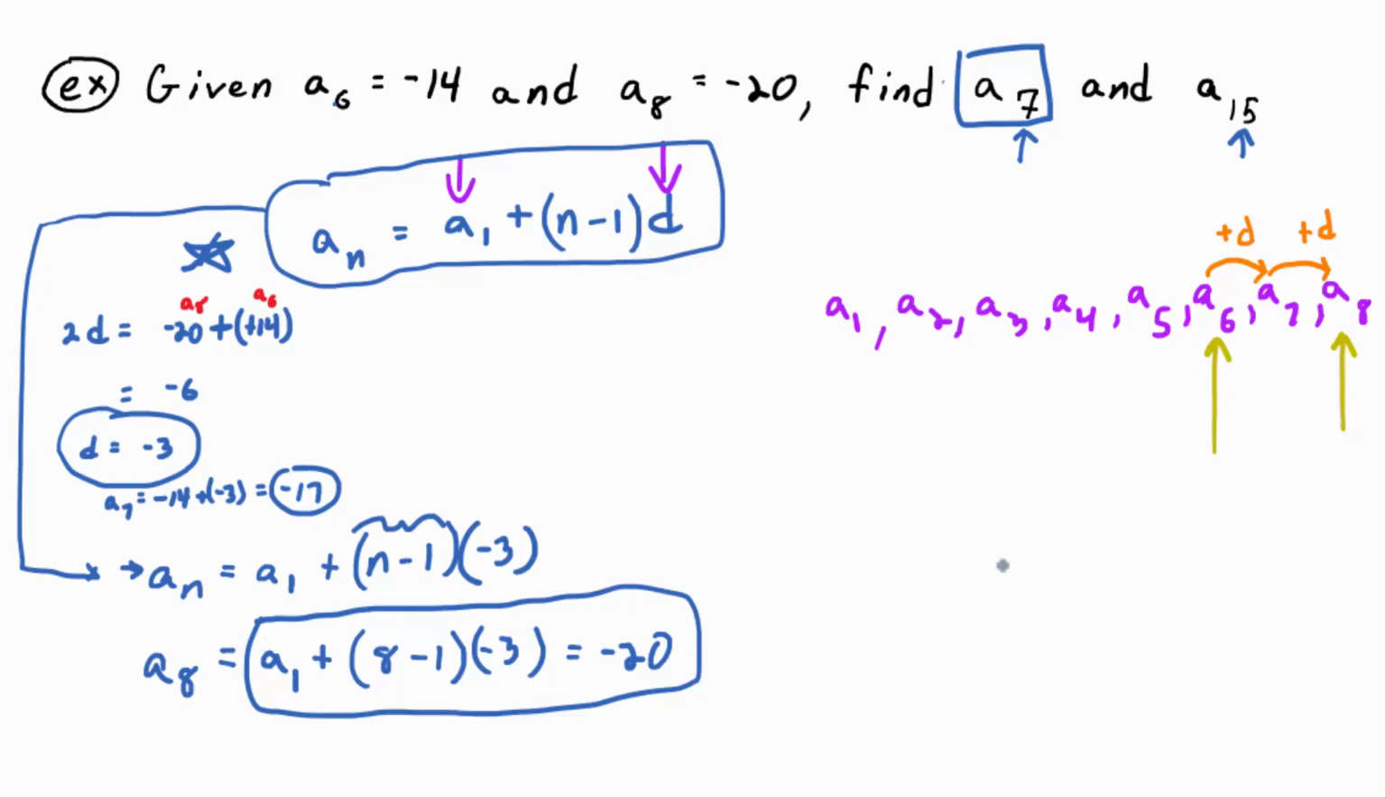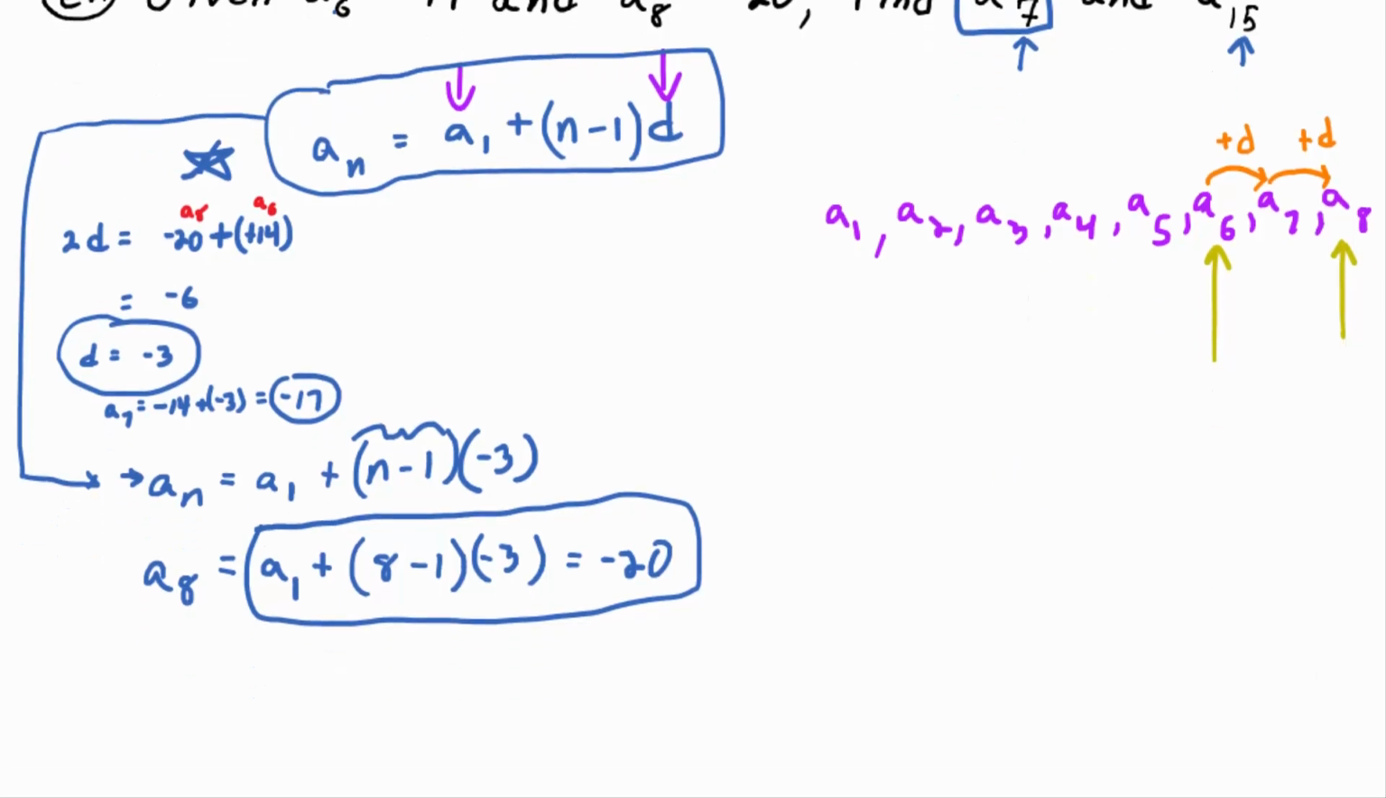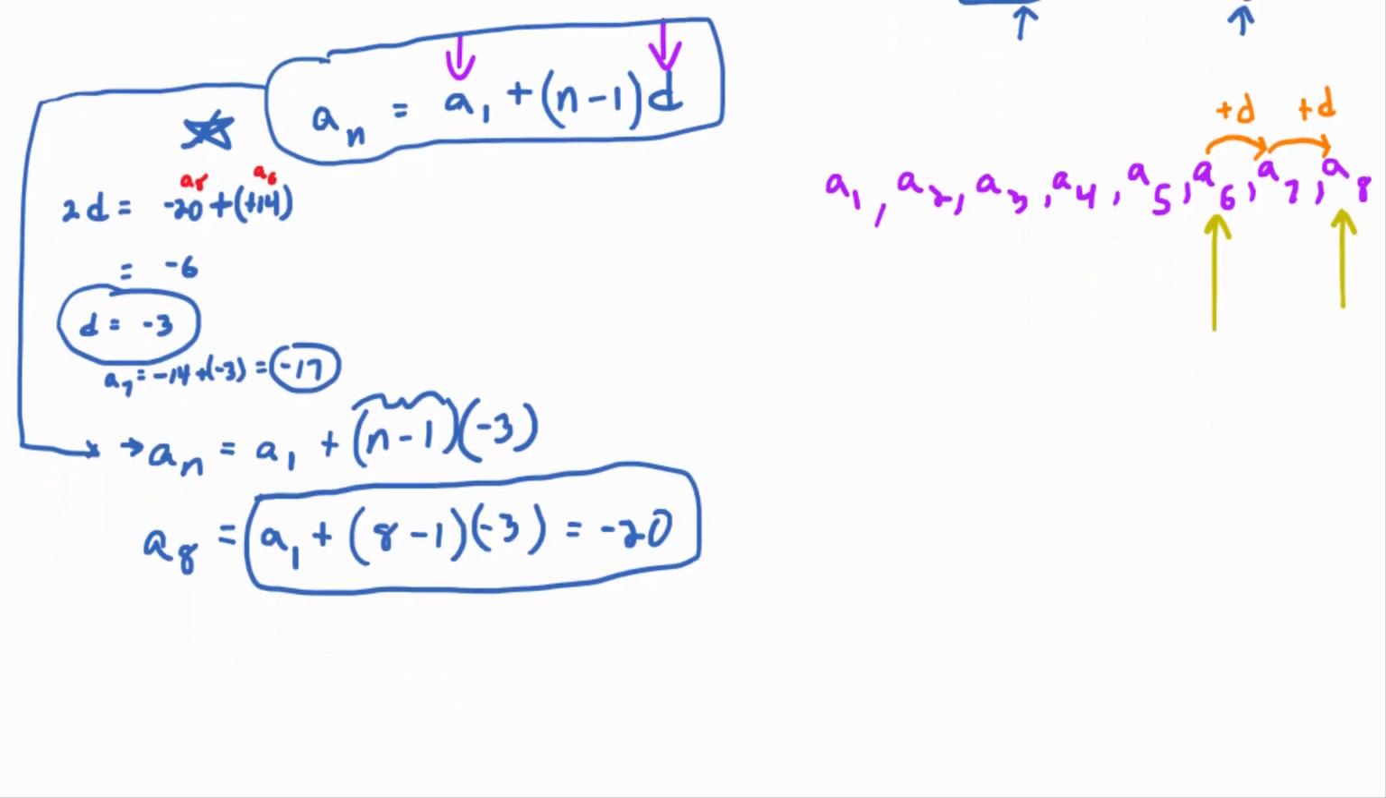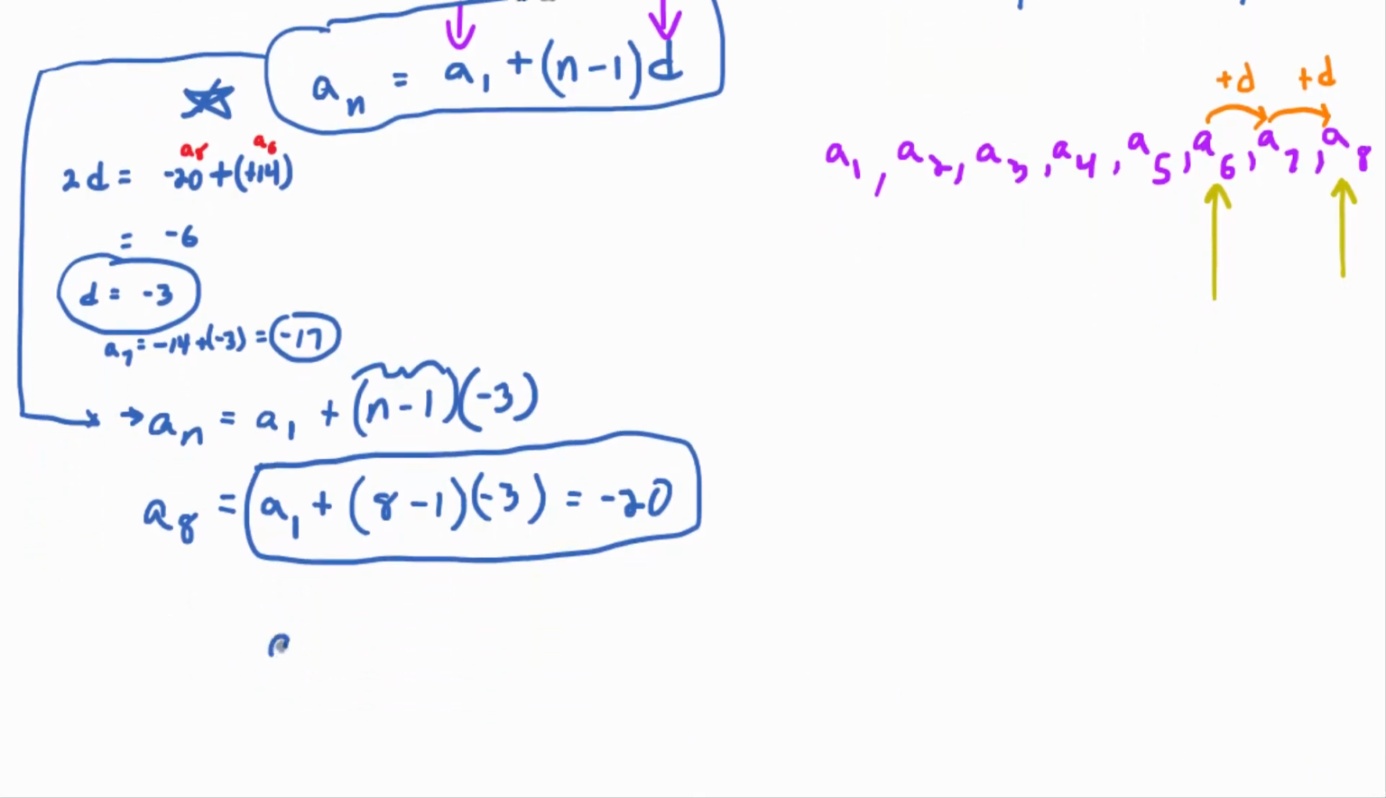All right, so let's clean it up a little bit. Let me scroll down just a little bit. We get A1, what did we say this was going to be? This is going to be 7 times negative 3. So instead of plus, you want to make it minus 21. Does that make sense? Equals negative 20. So what does A1 equal? Add 21 to both sides, and you get A1 is equal to 1.